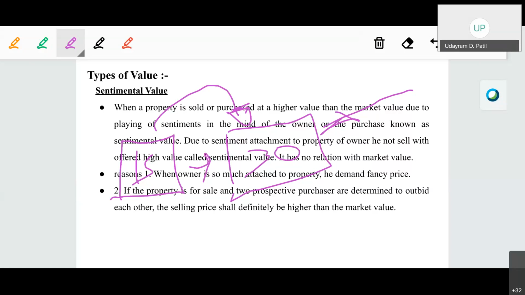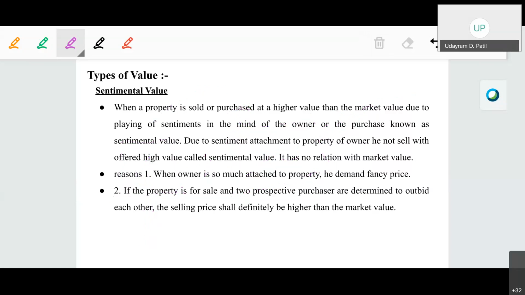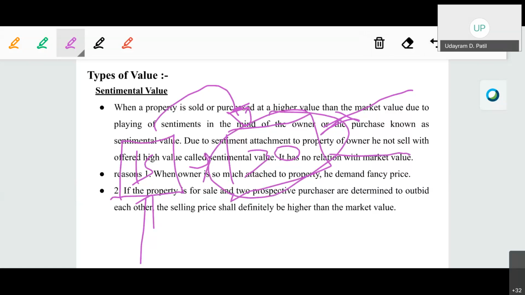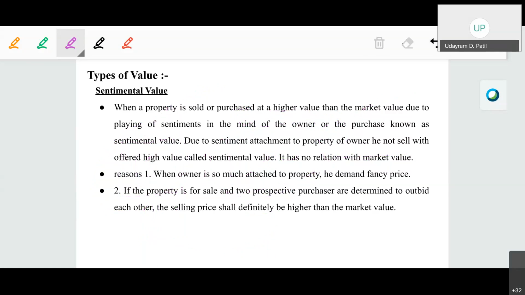But if the contractor or trader is giving me only 15 lakh rupees, then I will not consider selling that property, as I have memories attached to it. So that 30 lakh is known as the sentimental value, where we increase the value from the market rate by a certain amount because of the sentiment attached to the property. When a property is sold or purchased at a higher value than the market value, due to the sentiments in the mind of the owner, that is known as the sentimental value.